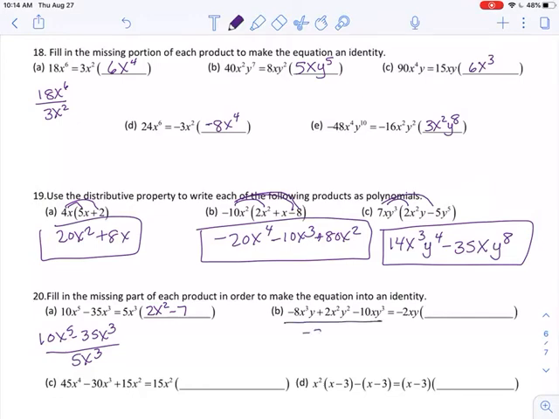Same thing going on in B, except now I have 3 terms, so I'm really dividing this whole thing by negative 2xy. So negative 8 divided by negative 2 is 4. X to the third divided by x is x squared. The y's cancel out, so I don't need any y's. 2 divided by negative 2 is negative 1. X squared divided by x, I subtract those exponents, I still have an x. Y squared divided by y to the 1, I still have a y. Negative 10 divided by negative 2 is 5. X's cancel. Y to the third divided by y is y squared.